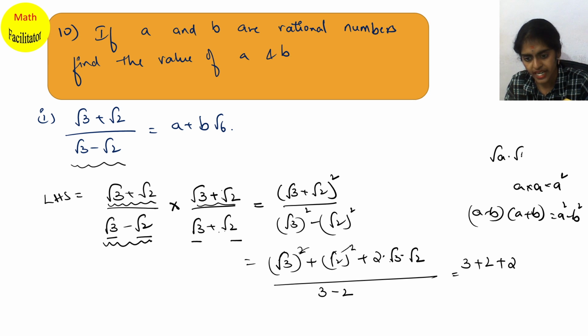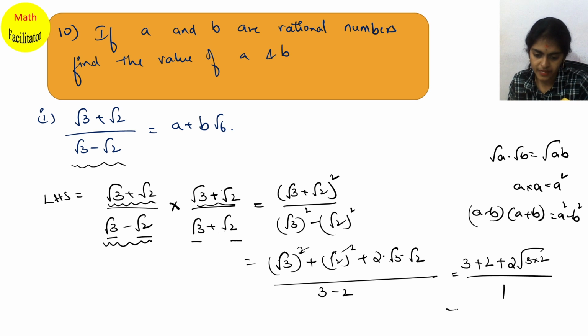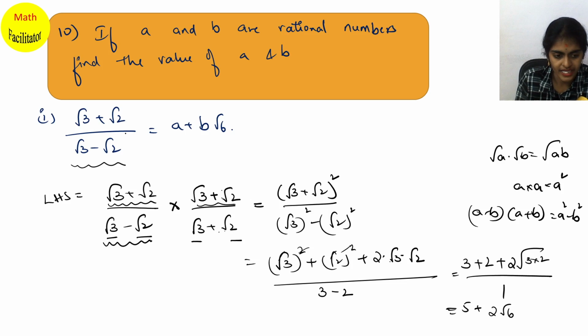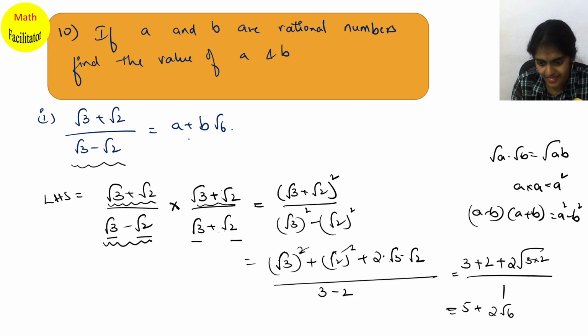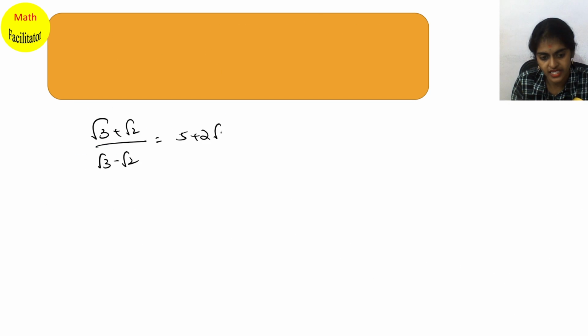this is like root A into root B. Can write as root over AB. So root over 3 into 2 is 6, divided by 3 minus 2 is 1. So 3 plus 2 is 5 plus 2 into root 6 divided by 1 is there anyway. So what did I get this value? I got root 3 plus root 2 divided by root 3 minus root 2. I got it as 5 plus 2 root 6.